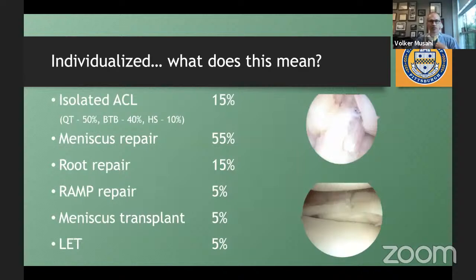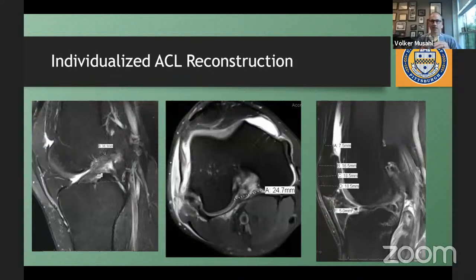To me, what individualized ACL reconstruction means is this, right? If you ask me how many isolated ACLs do you do with nothing else, just the ACL, like a 30-minute or 20-minute case, I will tell you that's 10, 15% of my practice. Most patients will get a medial meniscus repair and or a lateral posterior root repair, a ramp repair, meniscus transplant, lateral tenodesis, osteotomy. There's something else that goes with it. So to me, that's what individualized means.